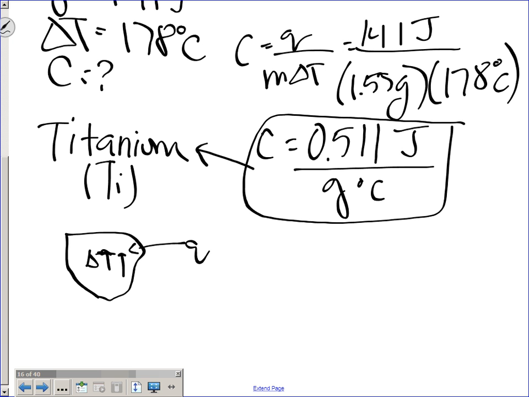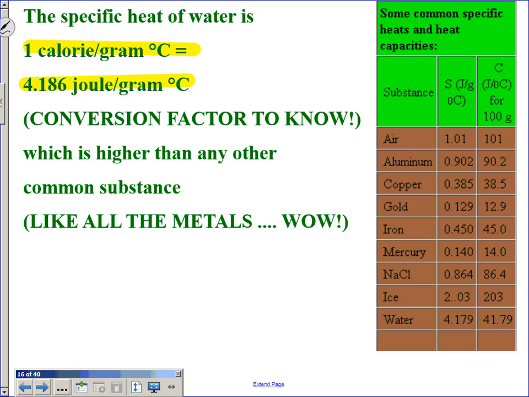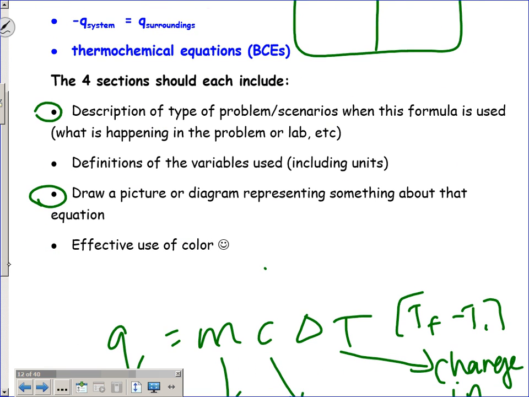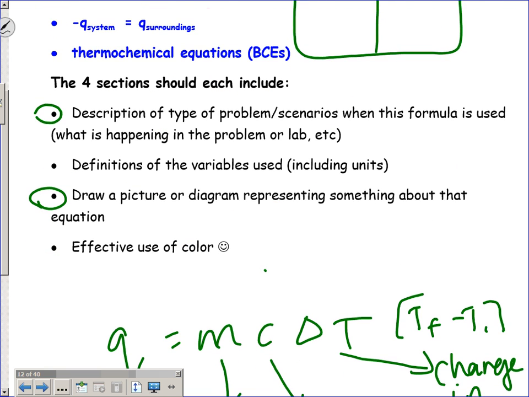Wait, you want the same problem? It does not need to be in your foldable, no. That's going to be only this information here. Description of the type of problem or scenario, which I'm giving you as I go. Definition of the variables, which I'm trying to do as we go. Drawing a picture or diagram that represents something about the equation. That's got to be a little bit on your own. And effective use of color, you got this.